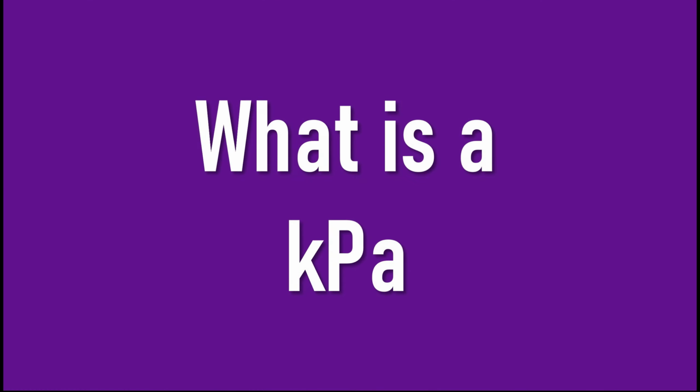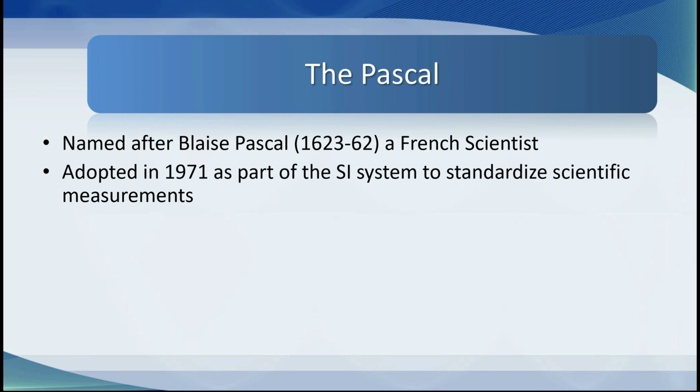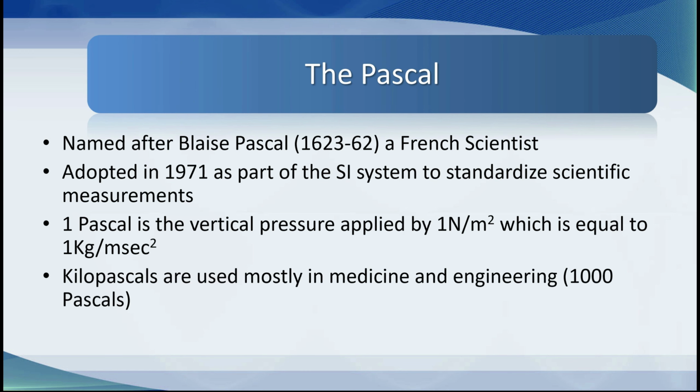What is a kilopascal? The Pascal was named after Blaise Pascal, who lived in the 17th century, a French scientist, and Blaise Pascal did not define this particular parameter, but it was adopted in 1971 as part of the SI system to standardize scientific measurements, and this was taken on by large swathes of the world, particularly in Western Europe. 1 Pascal is the vertical pressure applied by 1 Newton per meter squared, which is equal to 1 kilogram per meter per second squared. Kilopascals are mostly used in medicine and engineering.